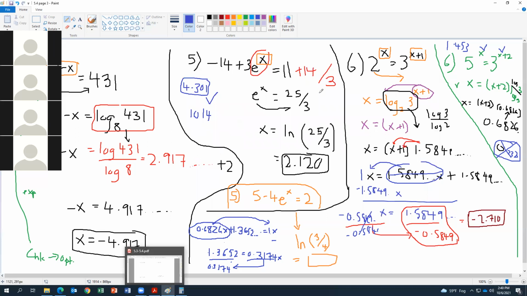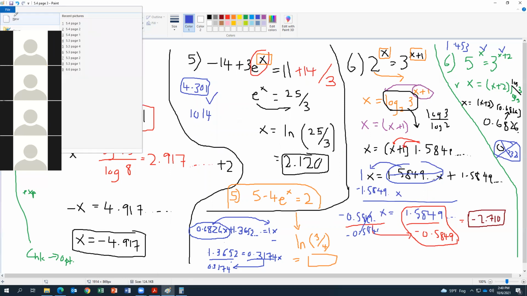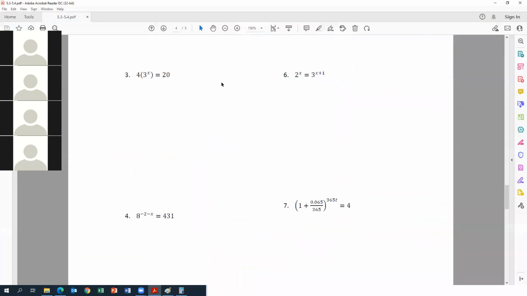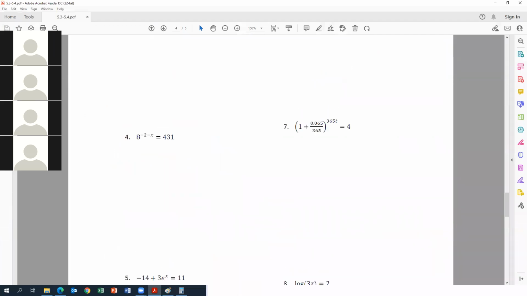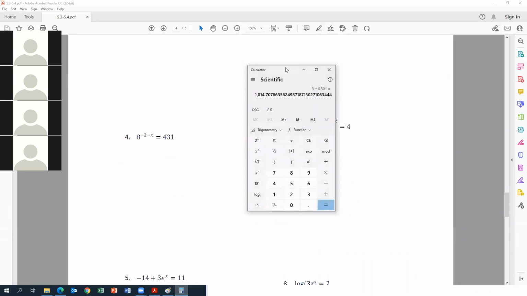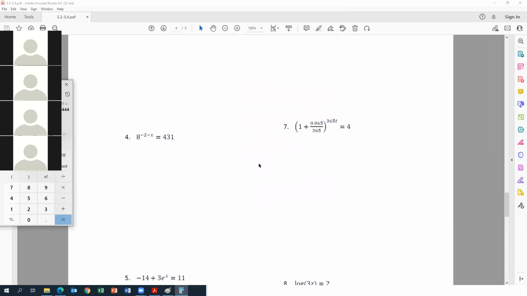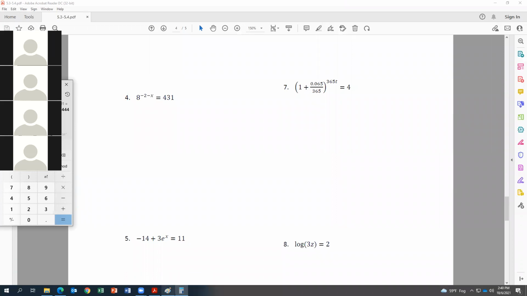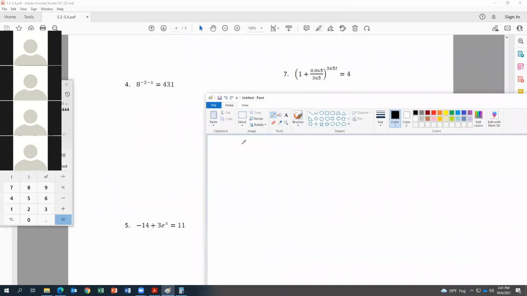Next, we will do the next questions we have here. Question number 7. Now, if anyone can tell me on number 7, what does this formula look like? Look at question number 7 here. Does anyone recall what formula this looks like? Compound interest. Compound interest, very good. Okay, so this question wants you to solve t. So t means time. So anyone know what to do here?